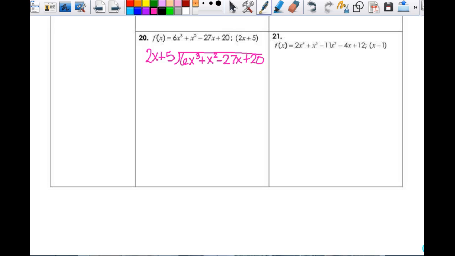She said, and it was a different question, but basically, when we did this first term, like 6x cubed, we would divide by 2x, and that leaves us with 3x squared. And then we put 3x squared on the top up here, right? And then we write down 3x squared, and we multiply it by 2x plus 5, and that's what goes down here, or whatever.